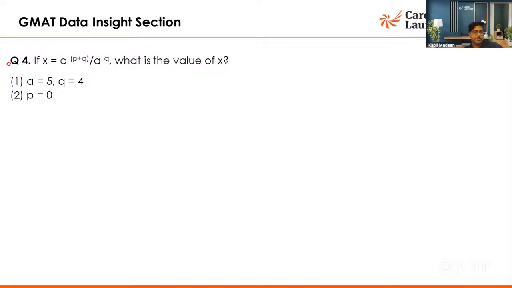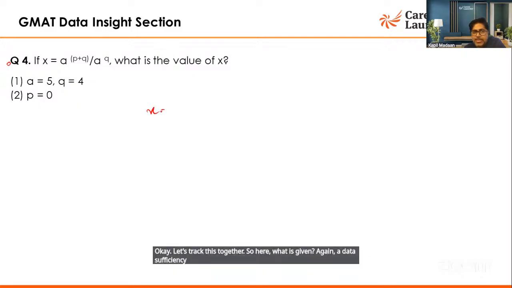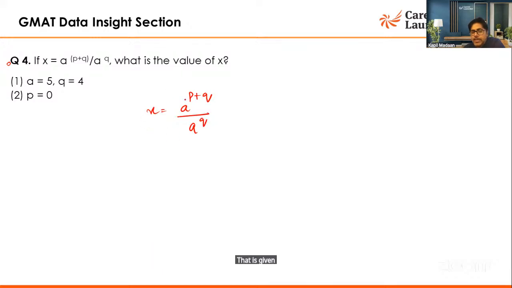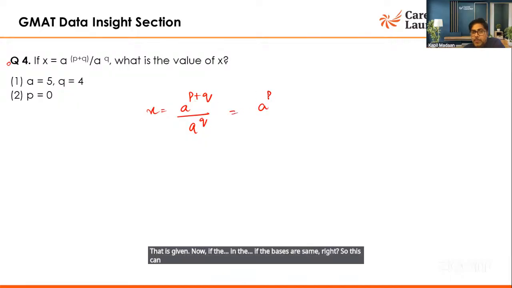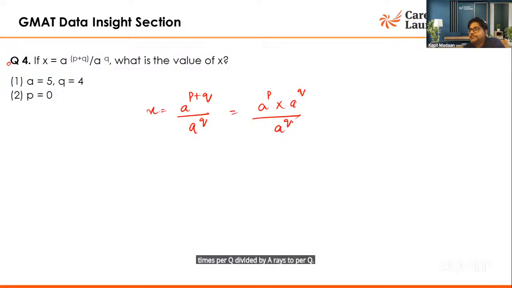Okay, let's try this together. So here what is given? Again, a data sufficiency, it says that x is equal to a raised to power p plus q divided by a raised to power q. That is given. Now, if the bases are same, right? So this can be written as a raised to power p times a raised to power q divided by a raised to power q, right?